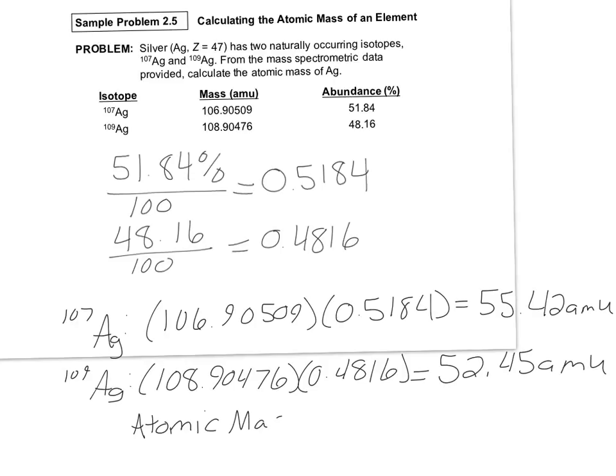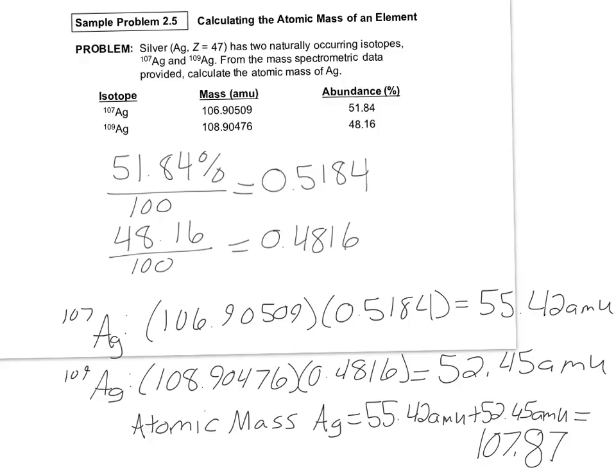And now to find the atomic mass of silver, we just add those two numbers together. That's going to equal 55.42 AMU plus 52.45 AMU, and I got 107.87 AMU.